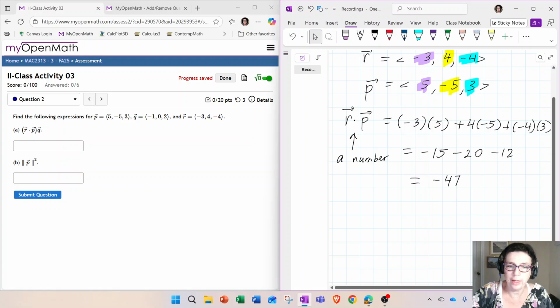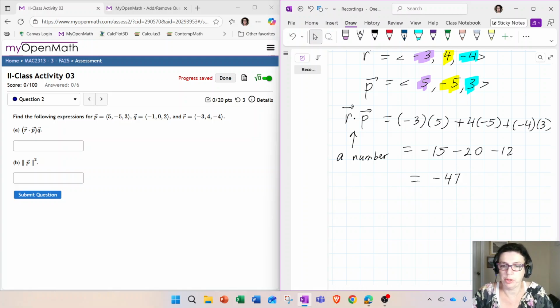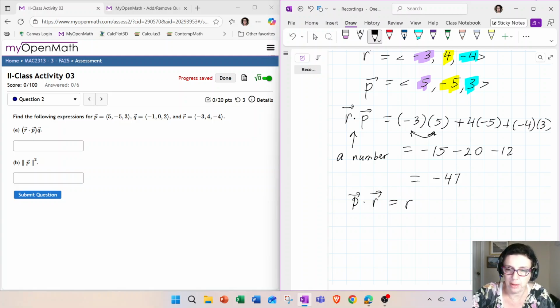Okay, now we'll come back to that part A, but I also want to talk to you about some of the properties of the dot product. One thing you can immediately notice is that it doesn't matter if you compute p dot r or r dot p, because you're just switching these around, and multiplication is commutative, right? So that's going to be the same. Order doesn't matter here, which is not going to be the same for the cross product, which we're going to take a look at in the next lesson.